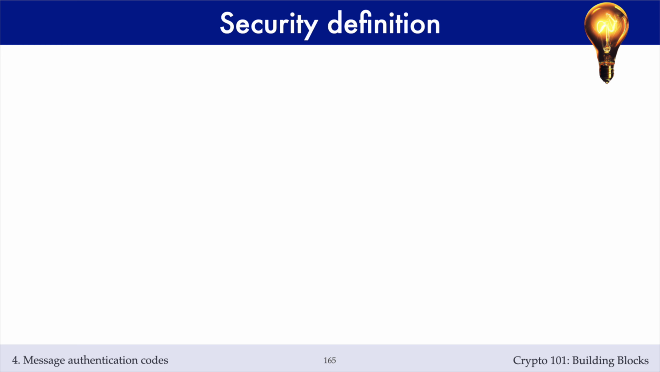I'll next define what it means for a MAC scheme to be secure. Our goal is to formulate a strong security definition, so I'll give the adversary maximal capabilities and make her goal as weak as possible. If a MAC scheme is secure with respect to this definition, then we have the assurance that even very strong adversaries cannot meet very weak goals. And in this sense, the definition is a very strong one.